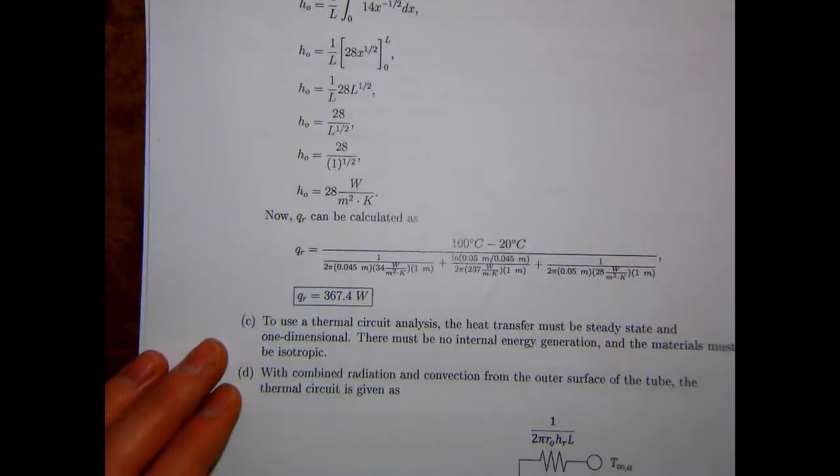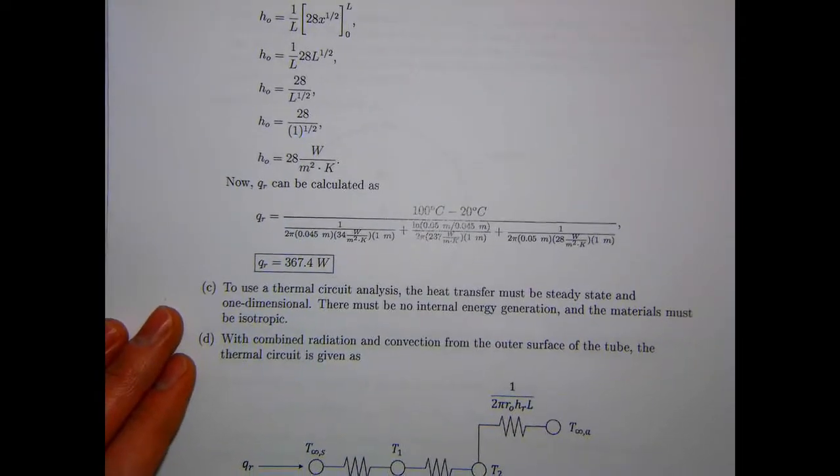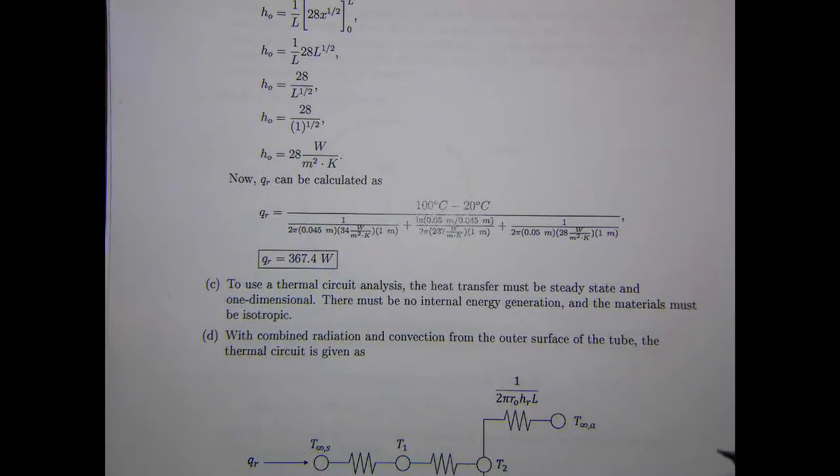The next part, I just wanted you to write down the 4 standard assumptions that we always make when we use the thermal circuit setup. And these are the same assumptions that are written on the equation sheet and that we talked about when we derived the thermal circuit problem. So remember, you have to have a steady state, one-dimensional heat transfer, no energy generation, and isotropic materials.